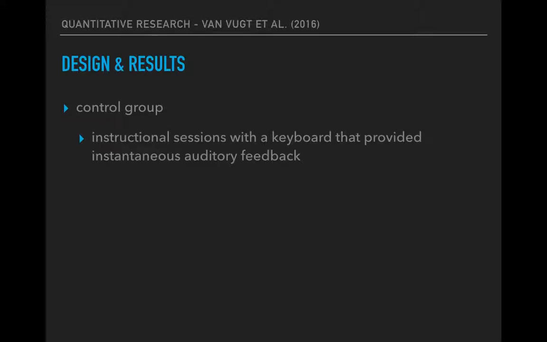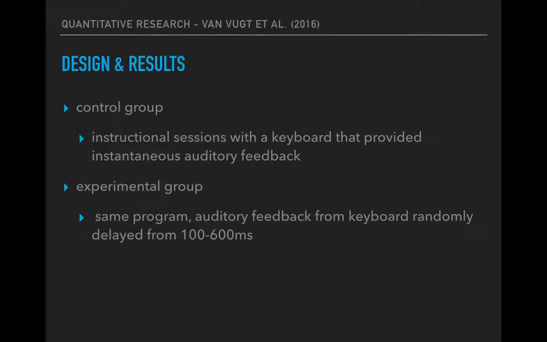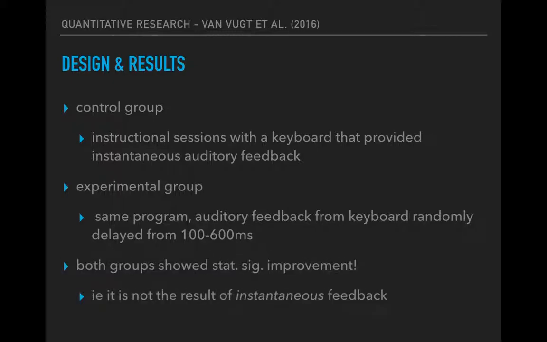a normal keyboard for the control group, and a keyboard that was programmed to vary sound feedback from 100 milliseconds to 600 milliseconds. Any results could then be directly linked as a result of immediate versus delayed auditory feedback, which would null the hypothesis that immediate sensory feedback aids increases in fine motor movement. This is exactly what the results found.